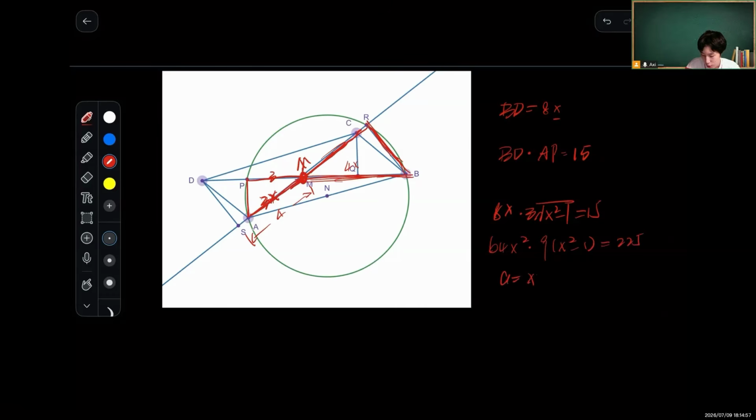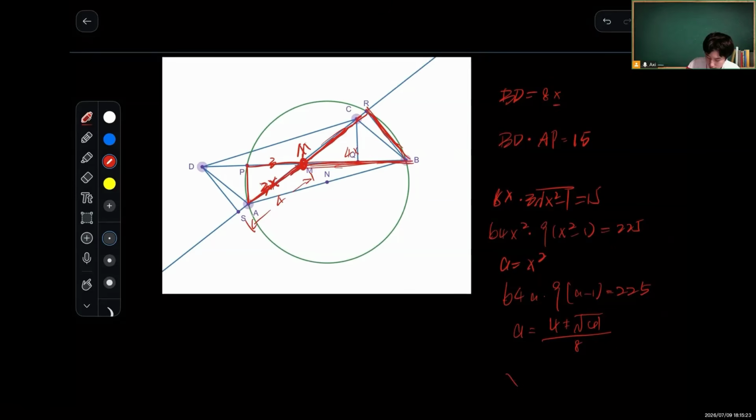Now let a equal x squared. Then we have 64 multiplied by 9a minus 1 is equal to 225. Some simplification will give you the result a is equal to 4 plus or minus square root of 41 over 8. Remember, this must be positive, so the negative sign can't be taken. That means x squared is simply equal to 4 plus square root of 41 over 8. Since we're only asked BD squared, then all we need is 64x squared. Plugging it in gives 32 plus 8 times square root of 41, and we are done. As you can see, it is not very difficult.